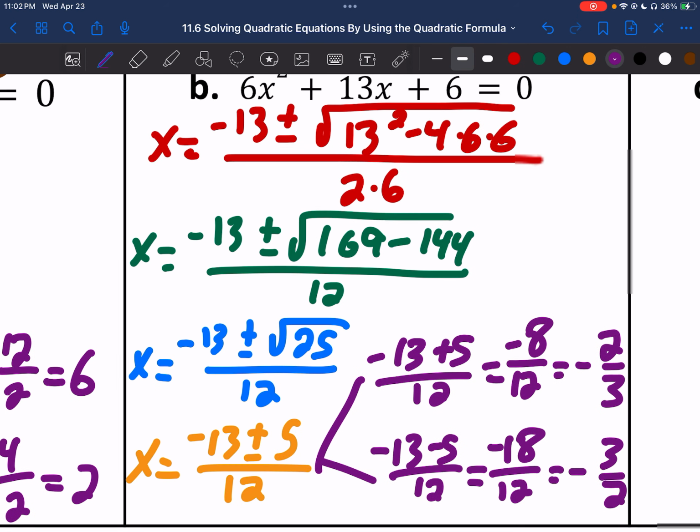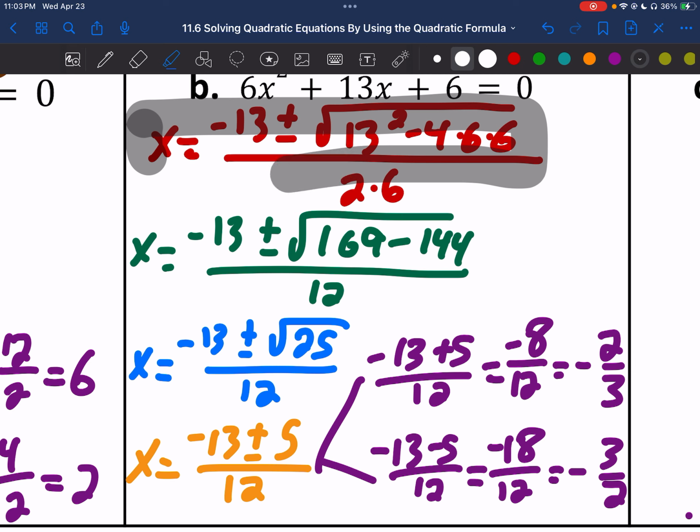All right. Now, when it comes to showing your work, what am I expecting you to do? What's the bare minimum? Well, the bare minimum is you're going to show the first step. You're going to substitute into quadratic formula. The 13 squared minus 4 times 6 times 6, you could collapse that and do that in your calculator and type that out as one string.